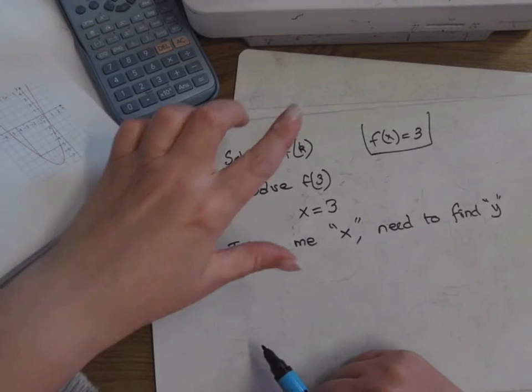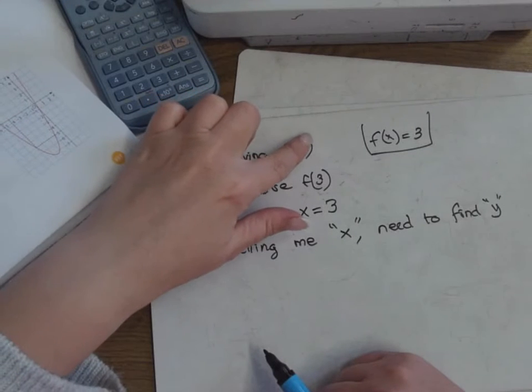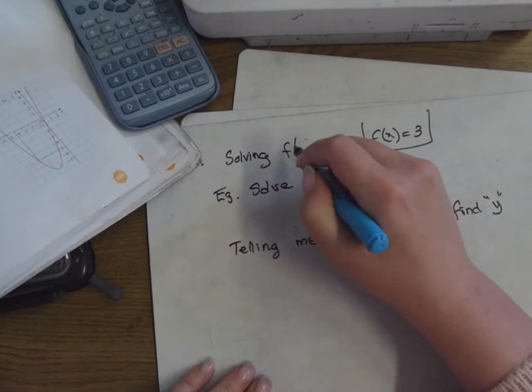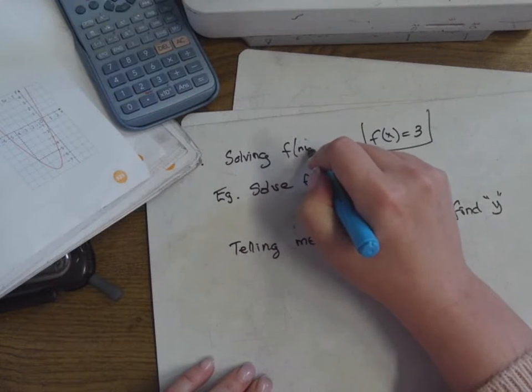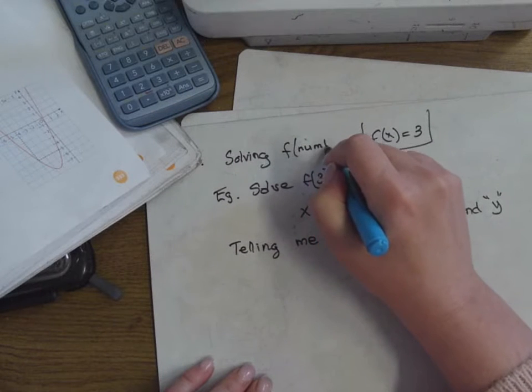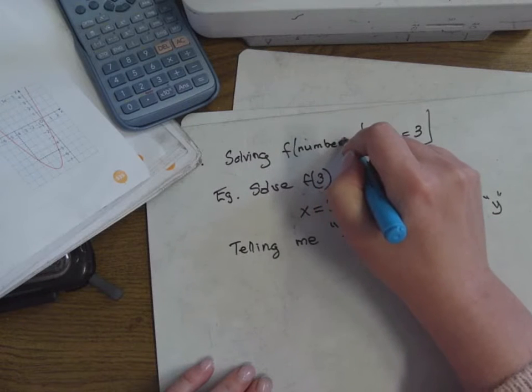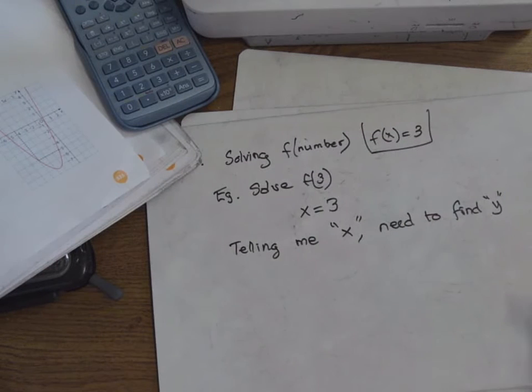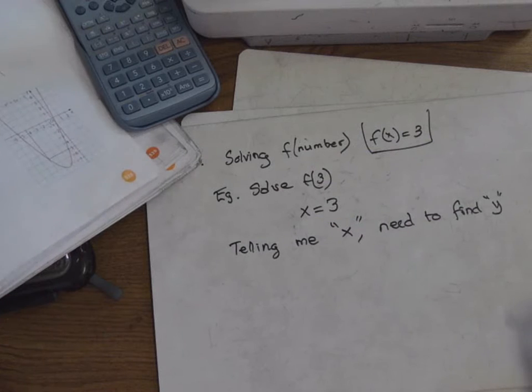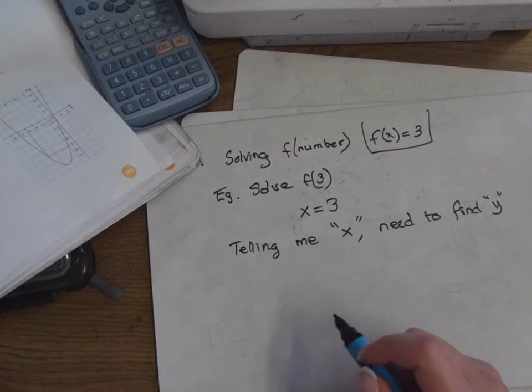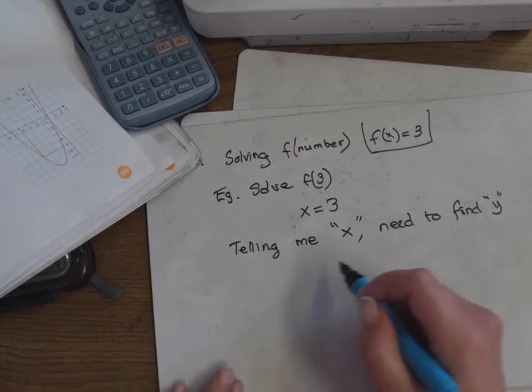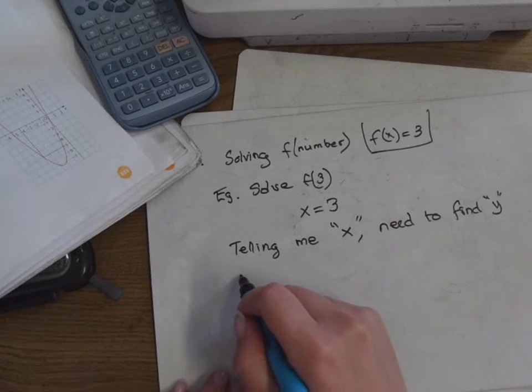Oh, that's just f of a number. Right, well I just put f and the number is in the brackets, because the k will confuse you. Okay, is that better? Right, okay. So it just means it's any number, okay? Right, okay. So they're telling me X, need to find Y.